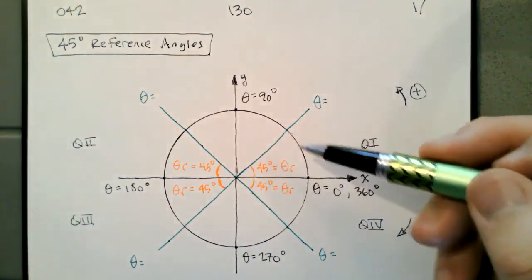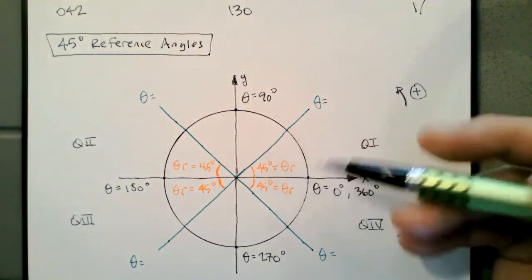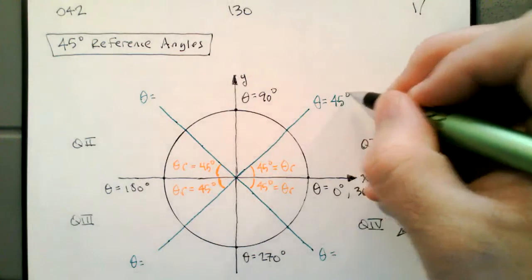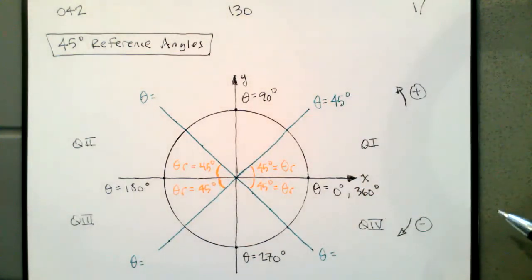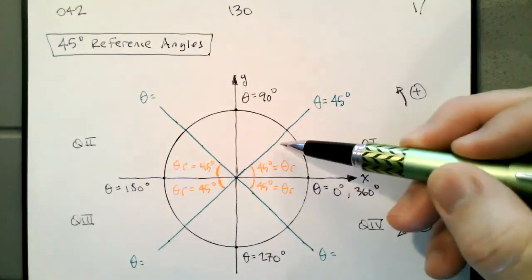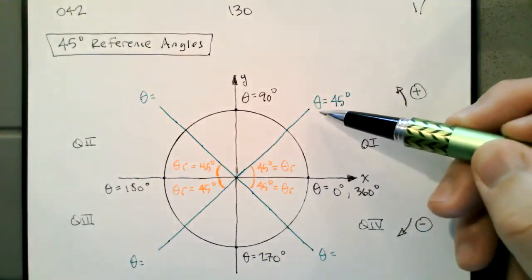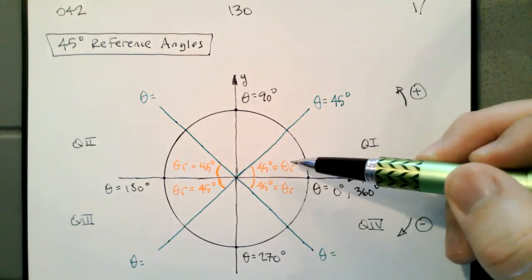In the first quadrant, the reference angle is just the angle itself. So a 45-degree angle will have a 45-degree reference angle. In the first quadrant, theta is equal to theta r.